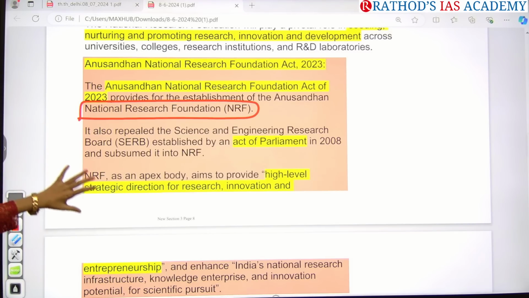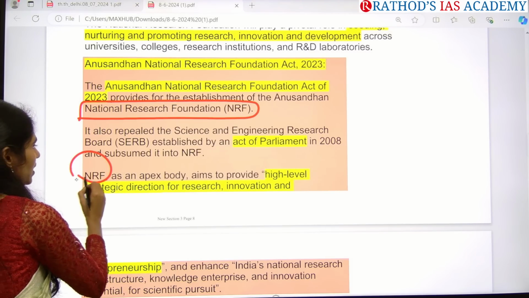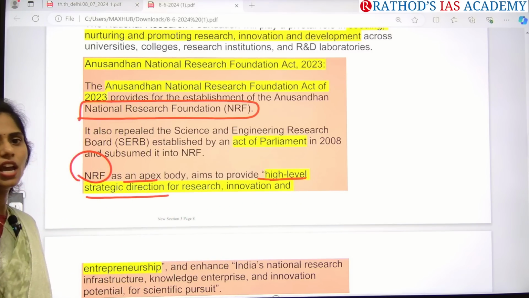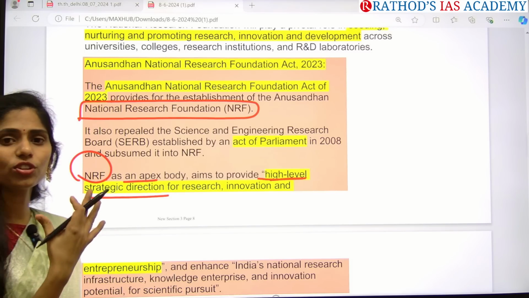Okay, so that is some basic thing that you have to know. And now this NRF is a body which aims to provide high level strategic direction, especially in which cases they are focusing on direction.